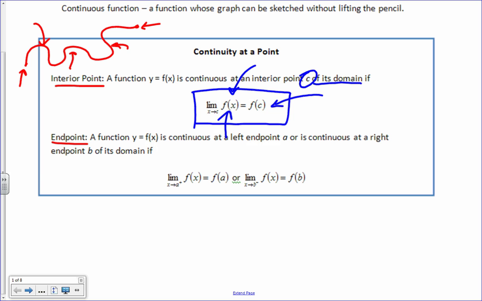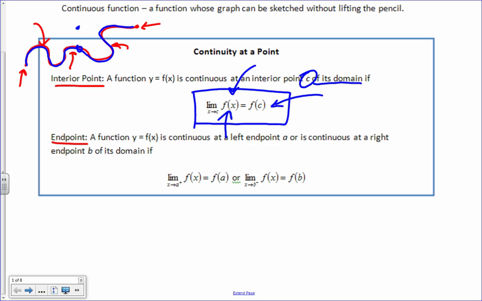So are we going to have those big holes where maybe there was a hole here and then the point was way up there? No, we're not going to have that, because that limit and that actual point where it's defined are not the same. This is saying they have to be the same for all values c. So all the way along here, every value of c, the limit has to equal the y value. If that happens, it will be continuous. That's at an interior point.